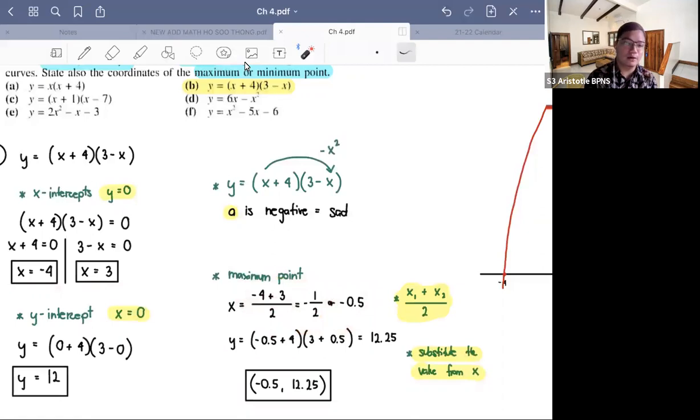How about the y coordinate? Since x is negative 0.5, I'll just substitute negative 0.5 for the values of x here. So from here, it became this one. So x became negative 0.5.